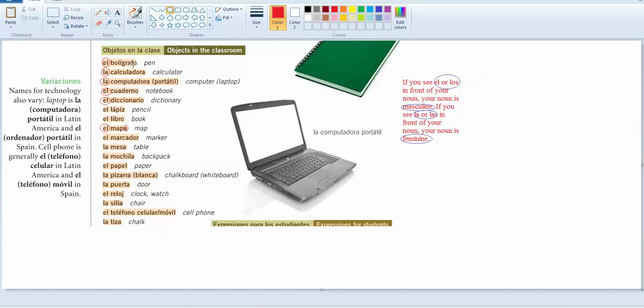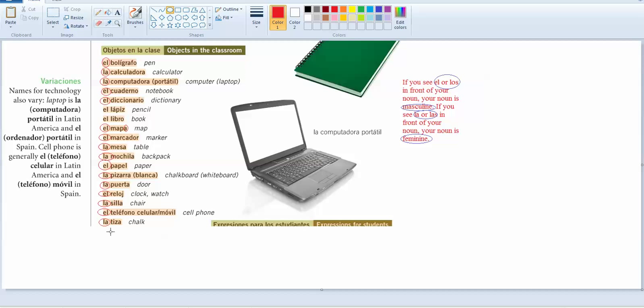So if you go through, bolígrafo is masculine, calculadora is feminine, computadora is feminine, cuaderno is masculine, diccionario is masculine, lápiz is masculine, libro is masculine, mapa is masculine, marcador is masculine, because here's the L. Mesa's feminine, mochila's feminine, papel is masculine, pizarra feminine, puertas feminine, reloj is masculine, sillas feminine, teléfono celular is masculine, and tiza is feminine, okay? And so it was the articles that let us know.